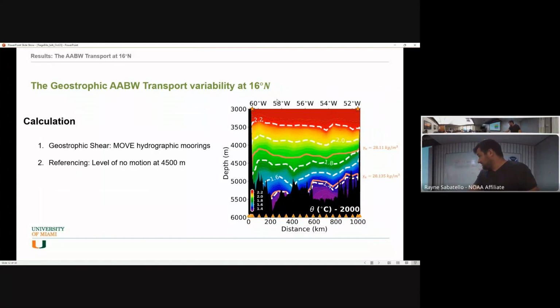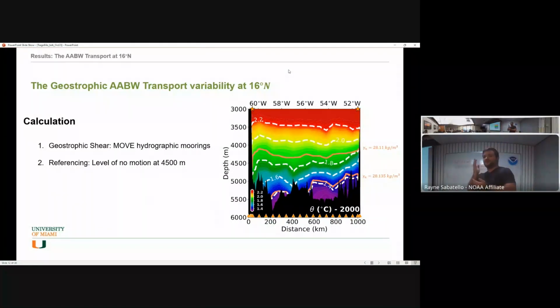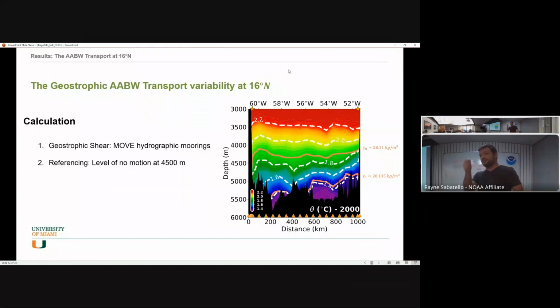Then things become a little bit trickier. So here we are using a level of no motion of 4,500 meters. And 4,500 meters is not a magic number. And you have to keep in mind that's a very critical step, because the sensitivity of the methodology is right here. Most of it, at least, is right here. All right. And we chose 4,500 meters for several reasons.